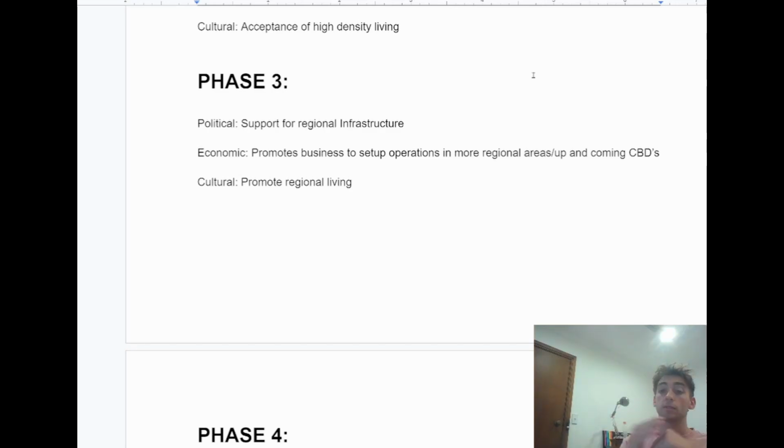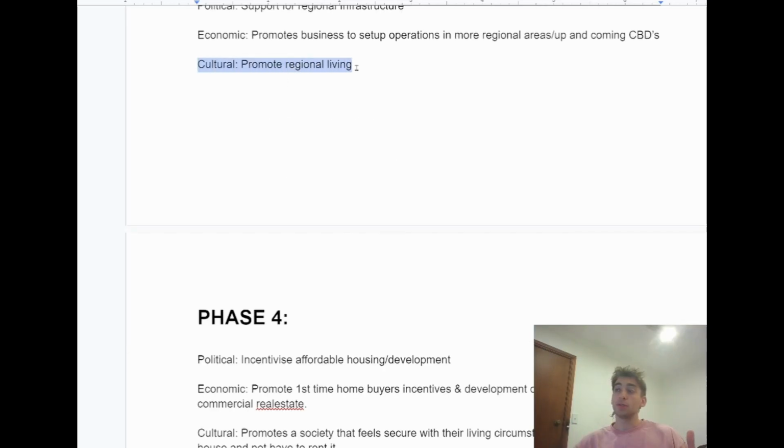By doing this, it gives construction companies work out there. It would begin to bring money out there. When employees also have to start commuting there, they would rather live closer to work, promoting the development of residential properties around that area. This is promoting regional living on a cultural level.